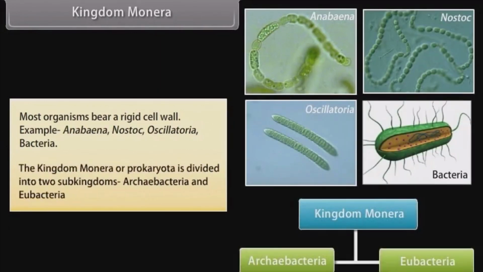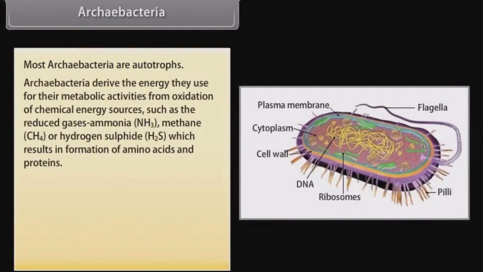The kingdom Monera or Prokaryota is divided into 2 subkingdoms: Archaebacteria and Eubacteria. Archaebacteria. Most Archaebacteria are autotrophs. Archaebacteria derive the energy they use for their metabolic activities from oxidation of chemical energy sources such as the reduced gases ammonia NH3, methane CH4, or hydrogen sulfide H2S, which results in formation of amino acids and proteins.